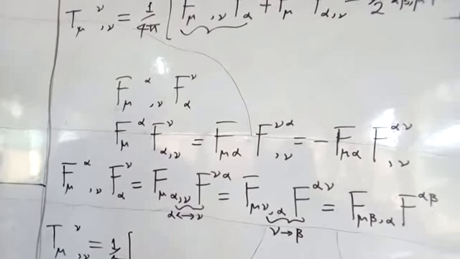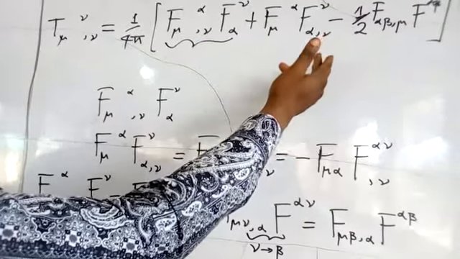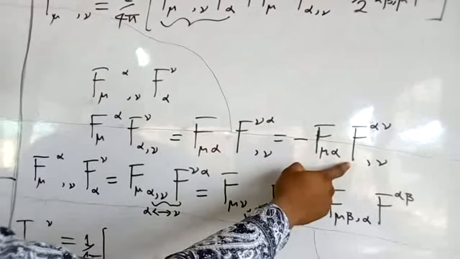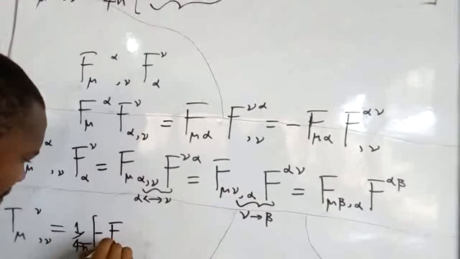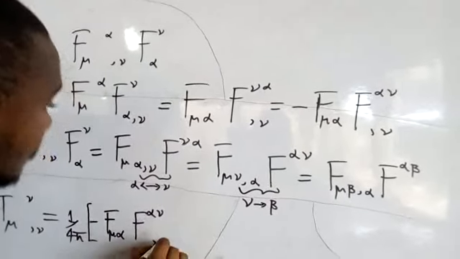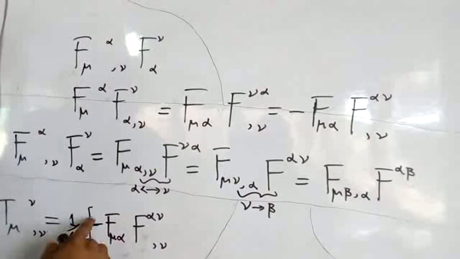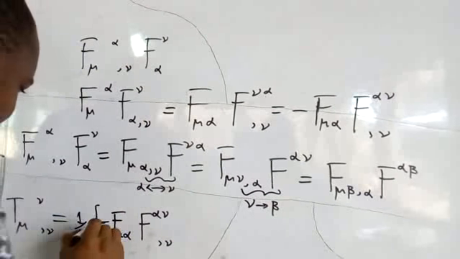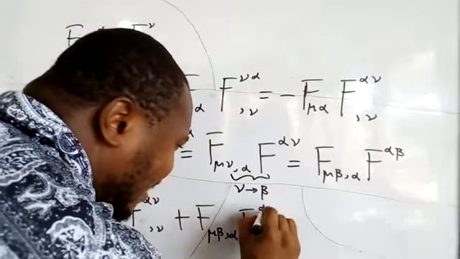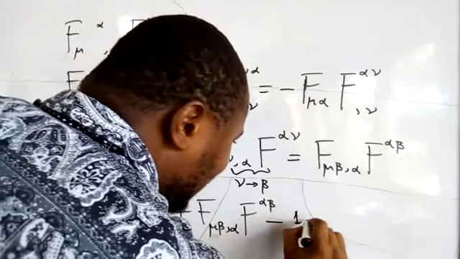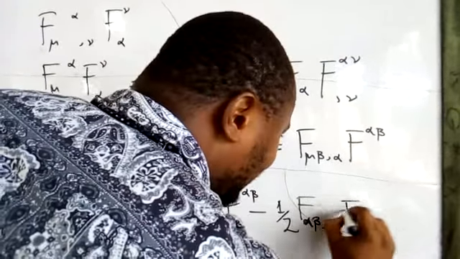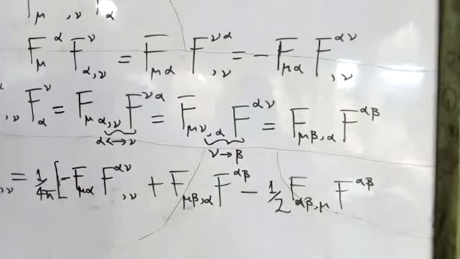So this is what we get. The first term I'm going to write second. This second term I'm going to write first. And this second term I have transformed into this. And this gives me minus F sub mu alpha, F here, I get alpha nu, comma nu. Of course, the minus sign is there. Now I'm left with plus f sub mu beta, comma alpha, f alpha beta minus half of f alpha beta, comma mu, f alpha beta.